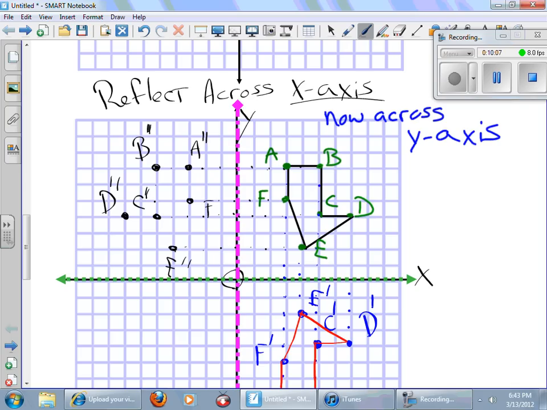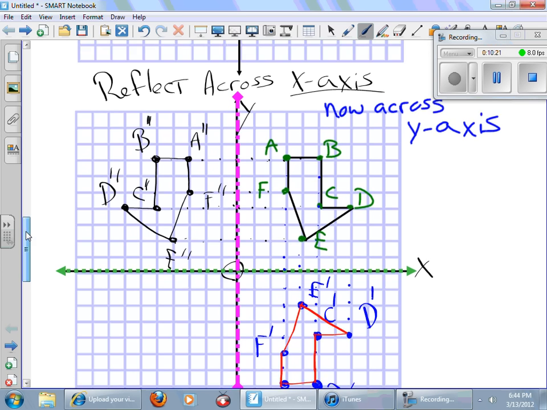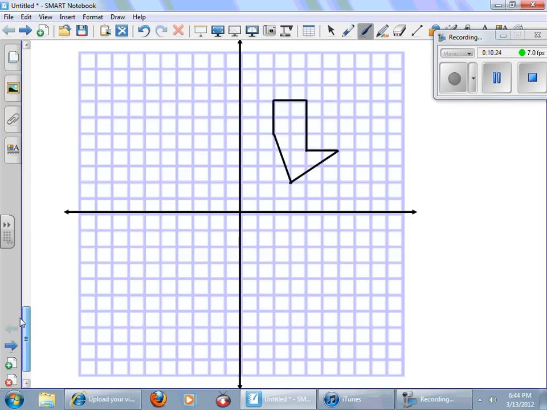There you go. Now all you got to do is draw the shape. A to B, B to C, C to D, D to E, E to F. And boom, you just reflect it across the y-axis. You see how easy it is? This is simple stuff, guys. It should be review, and you should be eating it up.